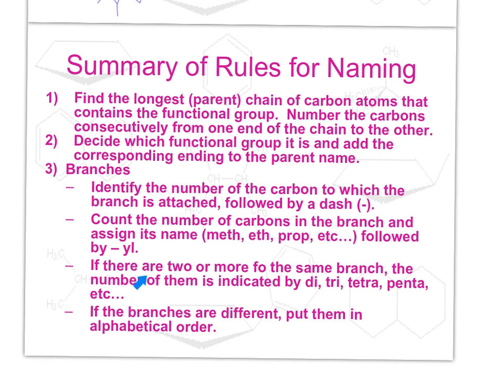Then for the branches, you identify the carbon to which the branch is attached, write that number followed by a dash, count how many carbons are in your chain, name it appropriately, followed by yl, like methyl, ethyl, propyl. And then if there are 2 or more of the same branch, do di, tri, tetra, and so on. Or if you have different branches, you would do them in alphabetical order. So ethyl before methyl before propyl, and so on.